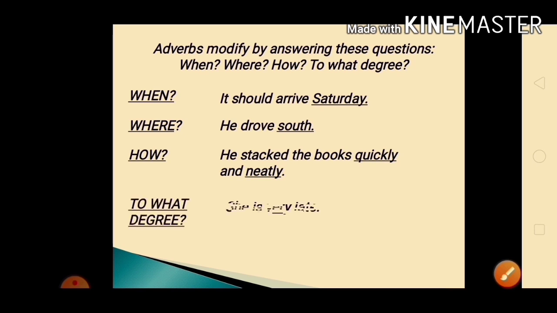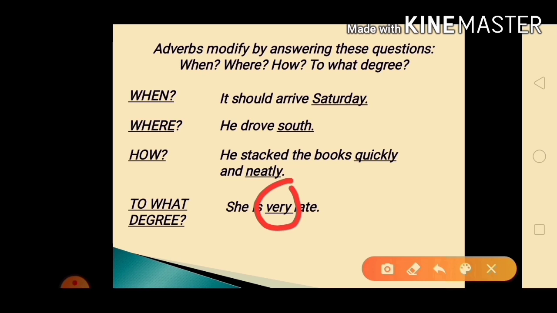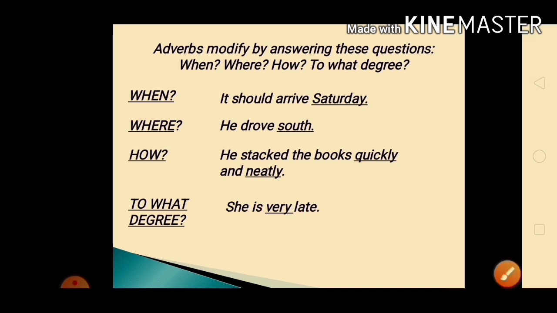Next, to what degree: She is very late. To what degree is she late? Very late. So that is the work, or the functions, of adverbs.